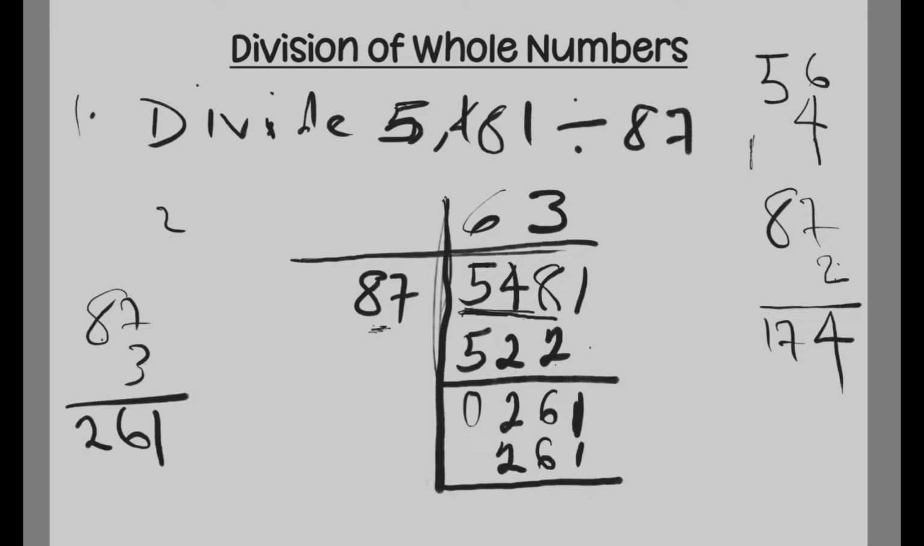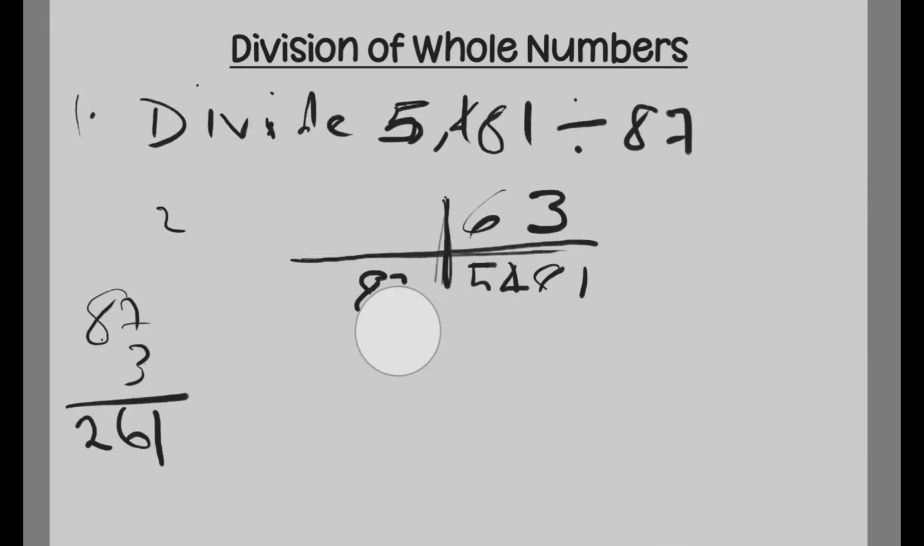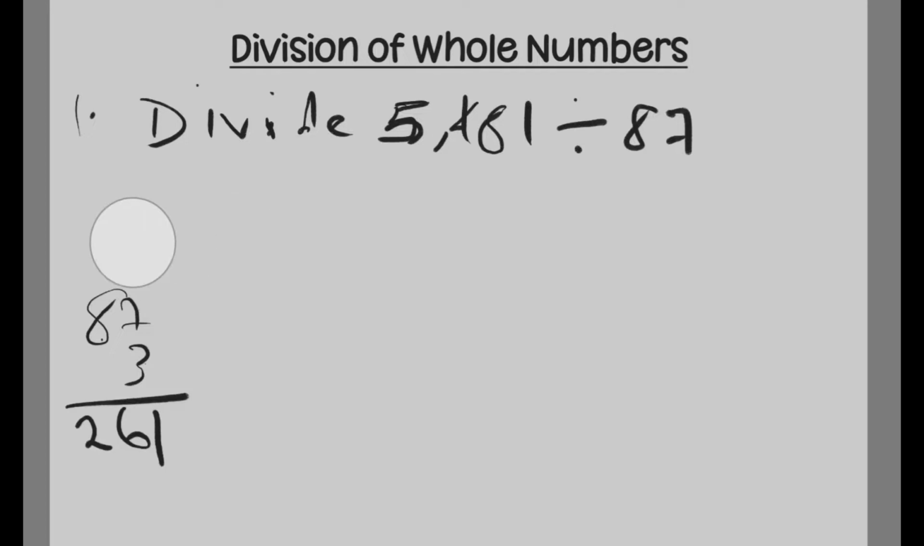So I'm going to minus again. So 2 minus 2 is 0. 6 minus 6 is 0. 1 minus 1 is 0. So once I have 0, 0, 0 here, or I have a very low number here, I can stop. What that tells me is 5481 divided by 87 is 63. So my answer is going to be option C, 63.